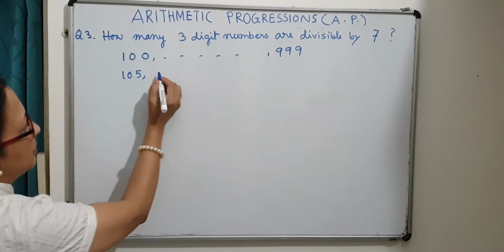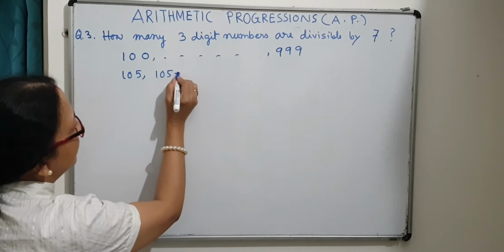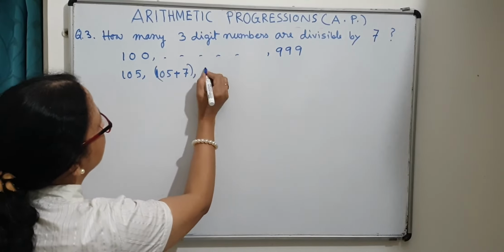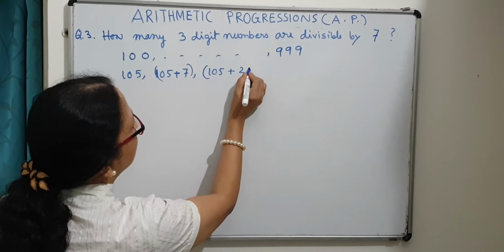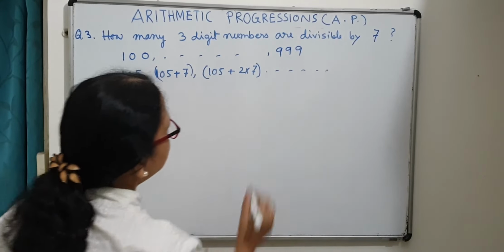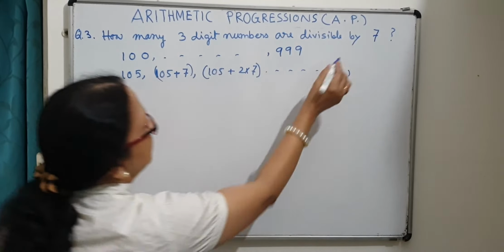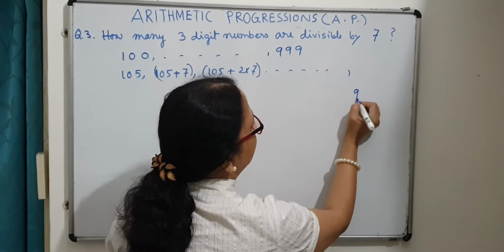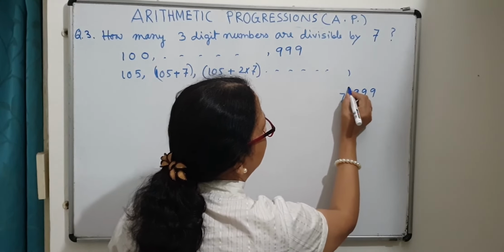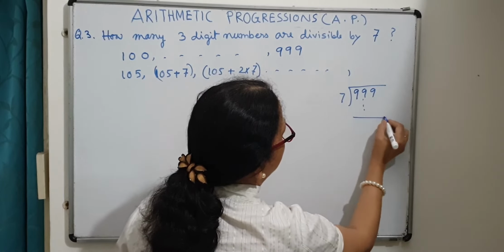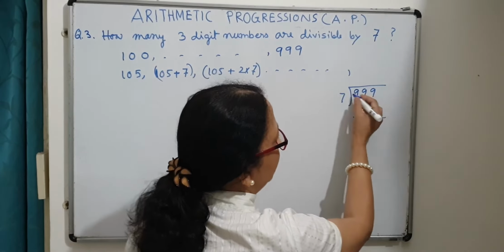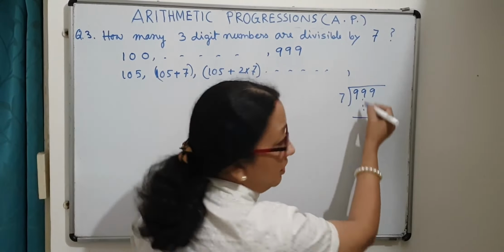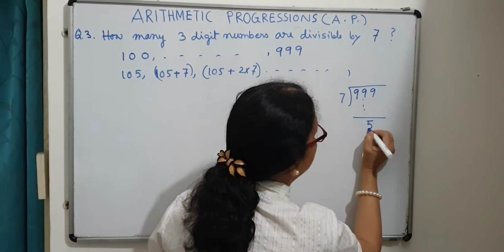The next number, you have to add 7. When a number is divisible by 7, that means you go on adding. In this way, you will have 105, plus 2 into 7, and in this way it will go. And what will be the last number? It has to be less than 999. So how can we find it out? We divide 999 by 7, and whatever the remainder is left, that we subtract from 999. If I do the division, you can do the division yourself, and you will find that the remainder is 5.